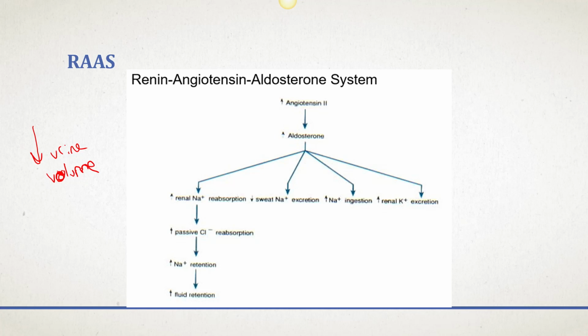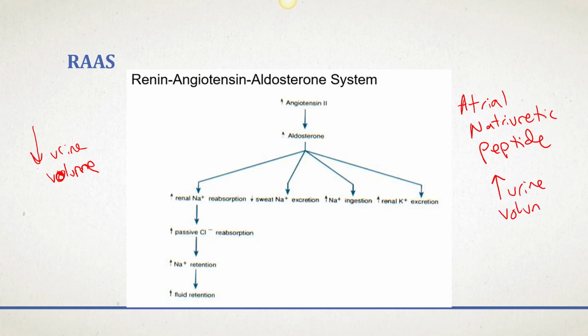A couple other hormones that play a role in urine volume are atrial natriuretic peptide. Atrial natriuretic peptide is released by the atria of the heart in response to high blood pressure. So if the blood pressure is too high, this stimulates the release of water from the urinary system. So this is going to increase your urine volume, because if your blood pressure is too high, one way to adjust for the elevated blood pressure is by peeing out more water. So this one will cause an increase in urine volume.